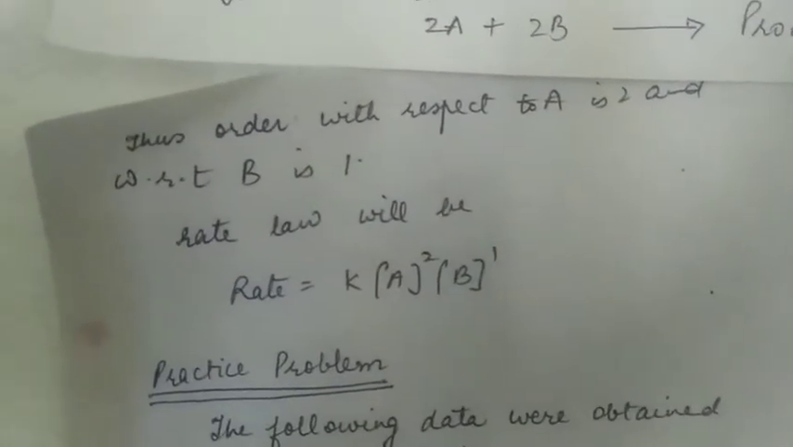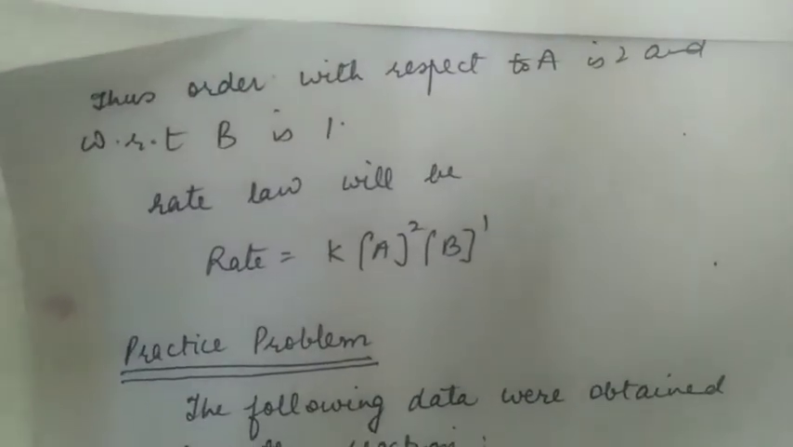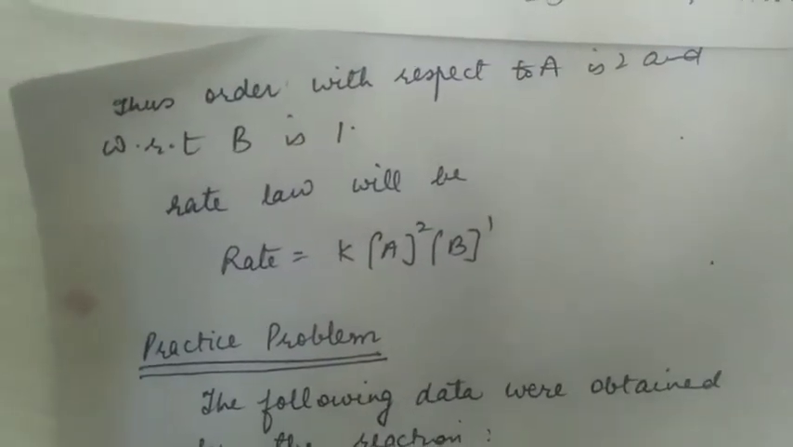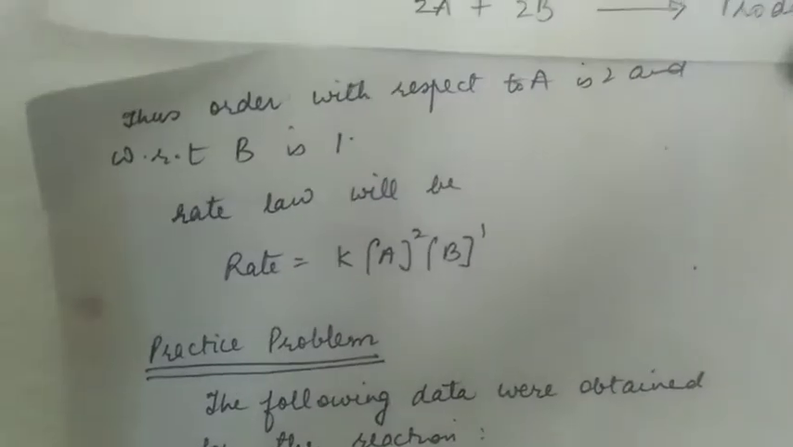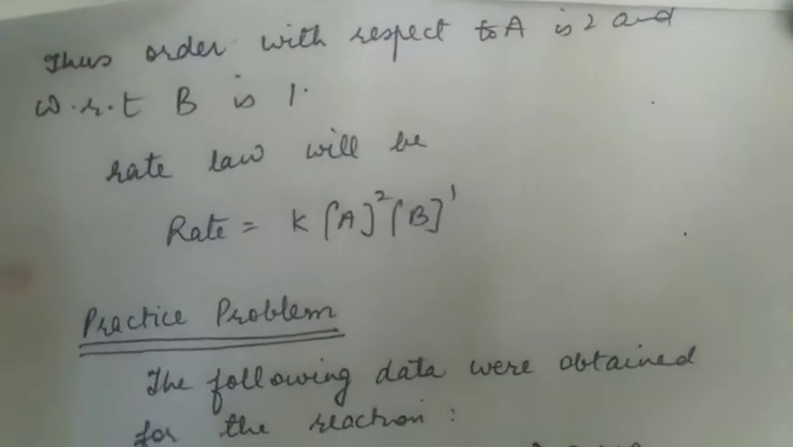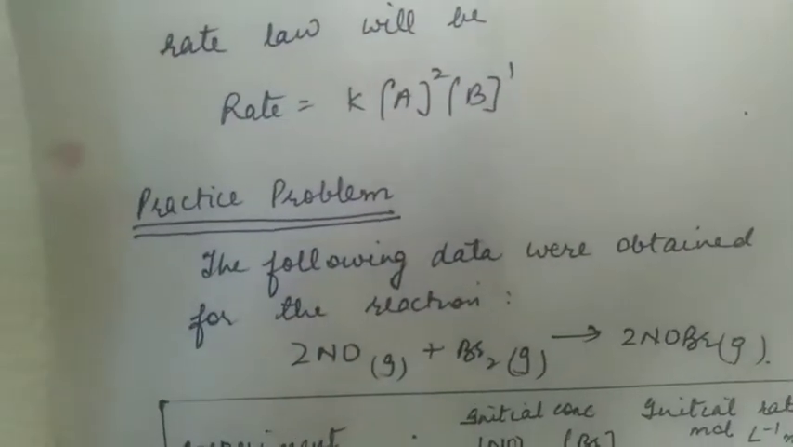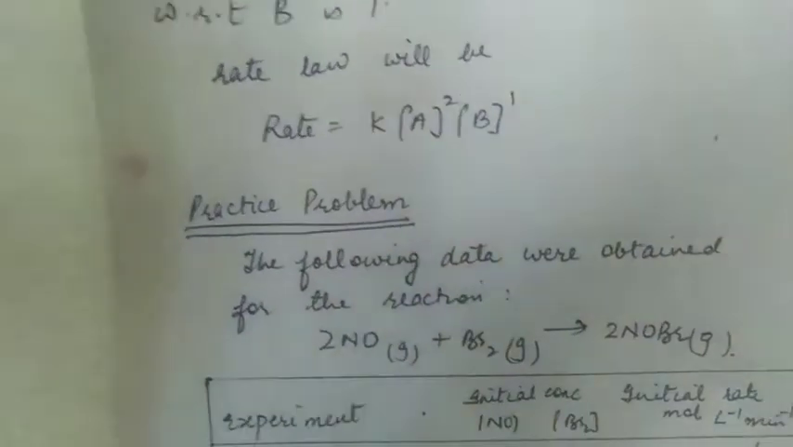The rate law will be rate is equal to K, rate constant, into A raised to power 2. We have determined P as 2. And B raised to power 1. Overall order is 3, 2 plus 1, 3.